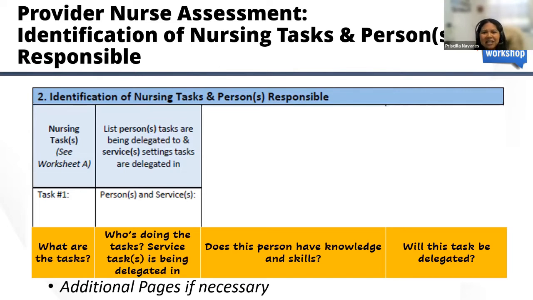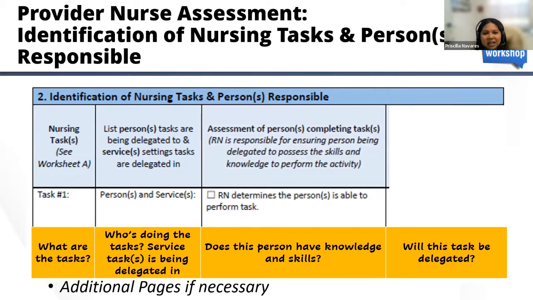The next is, does the person have the knowledge and skills? This includes the assessment of the person. Once again, tying back to those rights of delegation, part of the nursing assessment does include, does this person have the skills and the knowledge to perform that safely? If they do, in this part, the RN can identify, yes, the person is able to perform the task, or they can identify in that second checkbox, no, they are not, and then include their reasons for determining that it's not appropriate for that task.